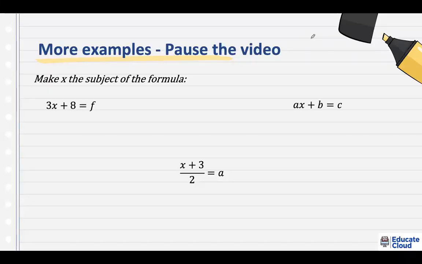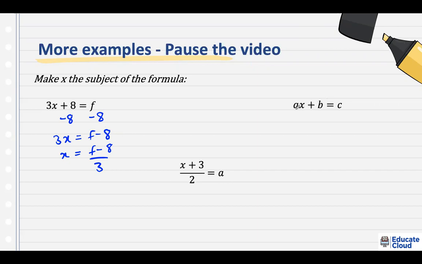Okay, so here's some more examples that you can have a go at. Pause the video and try them before looking at the answer. So here you're going to take away 8 from both sides, then you'll get 3x equals f minus 8 and divide by 3. So x will be f minus 8 divided by 3. So that is your answer. That is x as the subject of the formula.